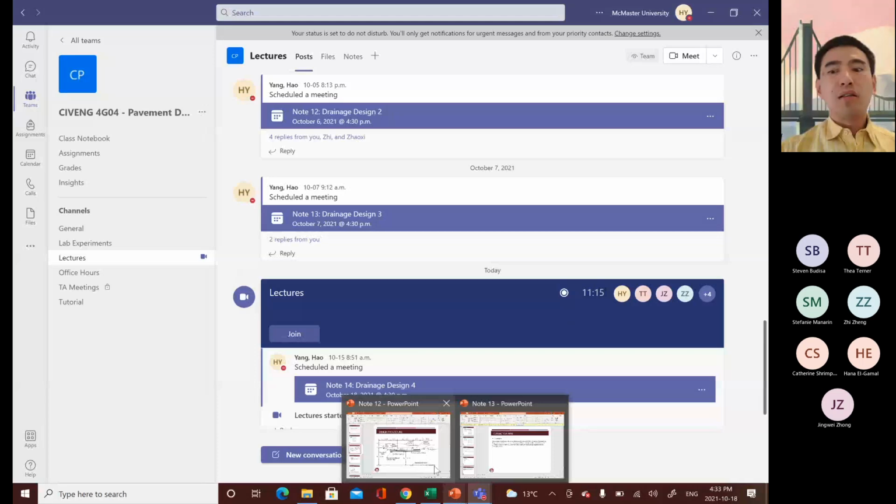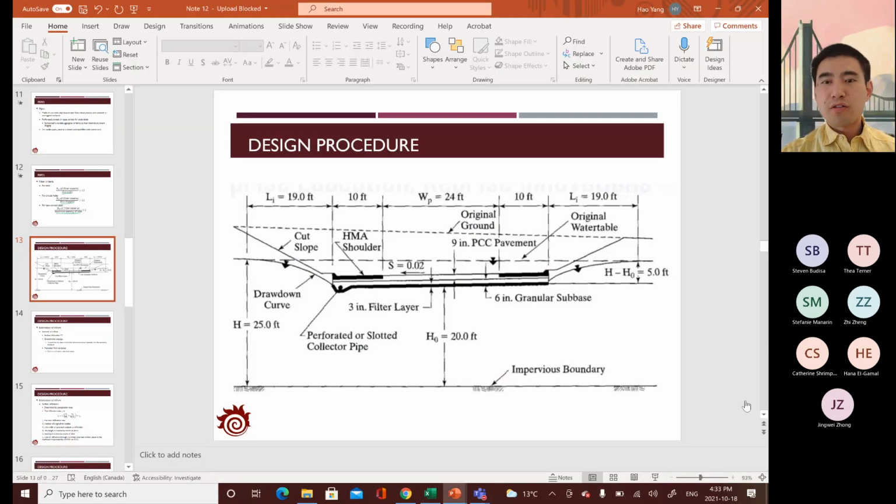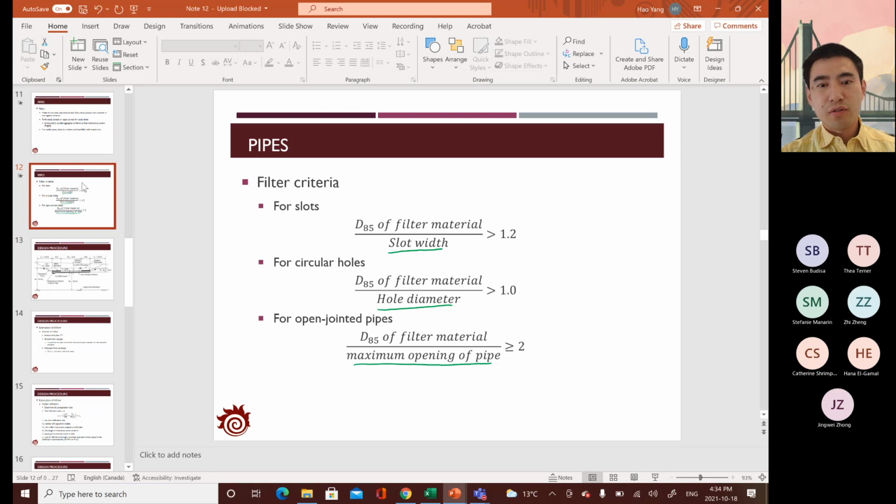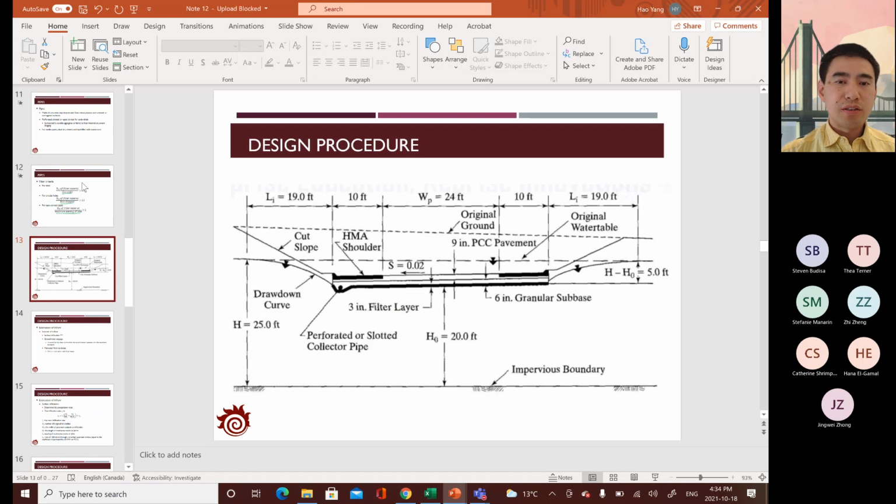Okay, and well, in the last lecture, we stopped at the introduction about the design procedures. We actually have introduced the features of different drainage layers and the pipes, which will be applied for the construction of the drainage layers for the pavement.